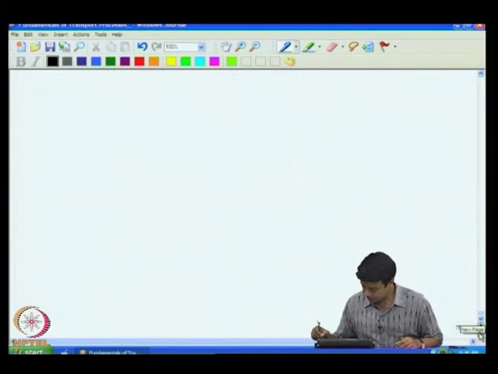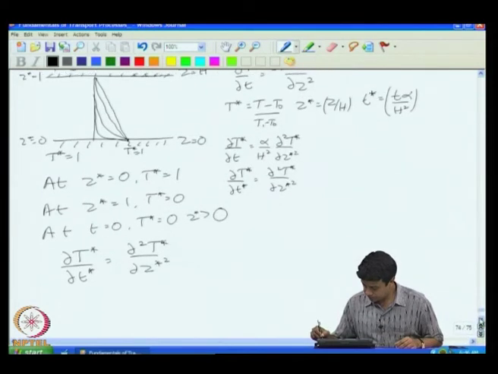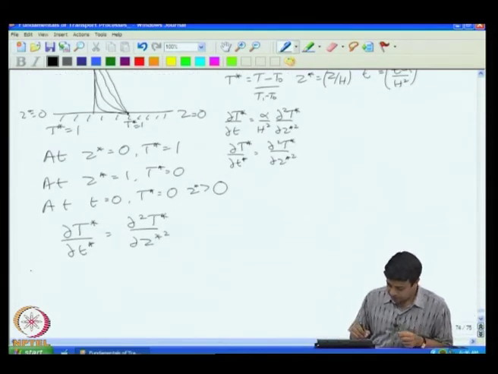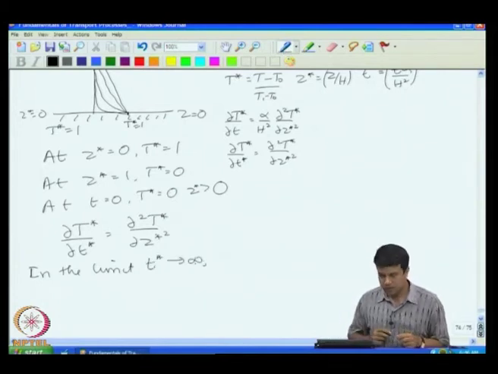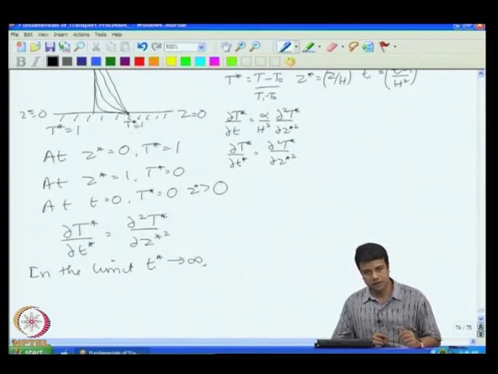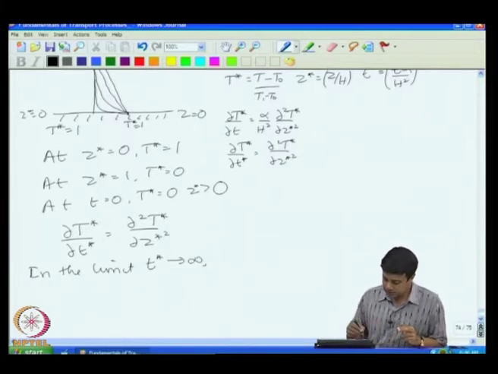First things first. What happens at long times? In the limit t star going to infinity, you would expect the solution to reach some steady state. And what is that steady state? That steady state is when the temperature profile has attained a linear temperature profile, partial square T star by partial z star square is equal to 0.